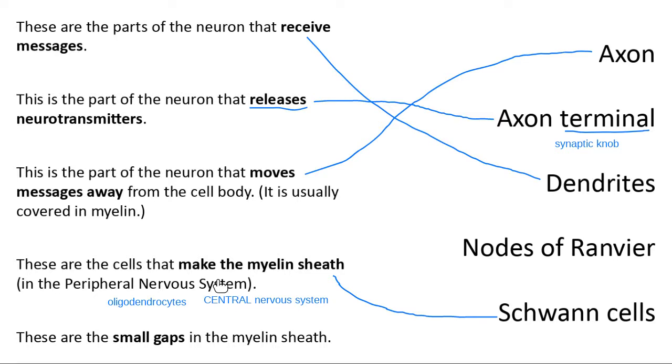So if you're in the brain or the spinal cord, what I use to make my myelin sheath is a type of cell called oligodendrocytes. If you're in the nerves, like you have in your fingers or in the arms, the kind of cell that makes the myelin sheath there is the Schwann cell. We have a lot more Schwann cells in the body than oligodendrocytes.